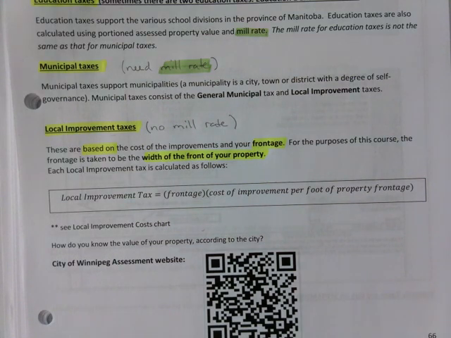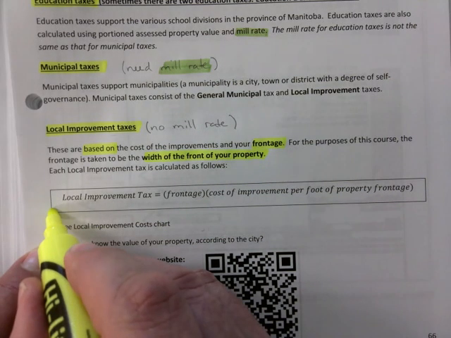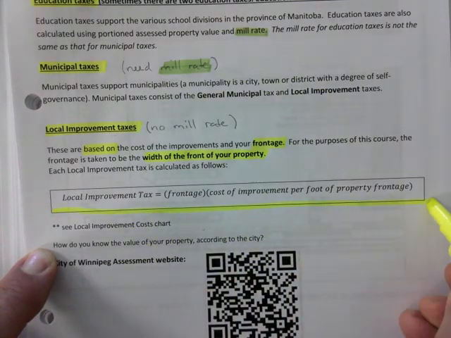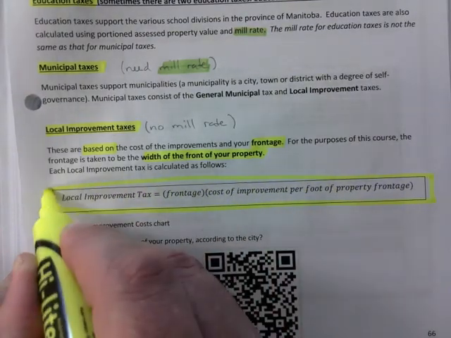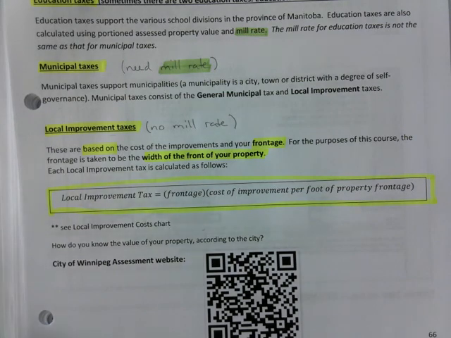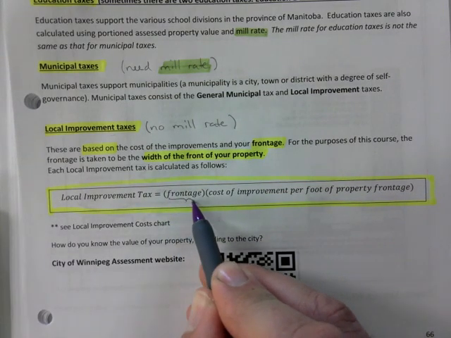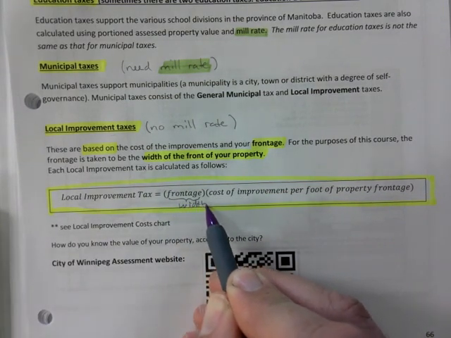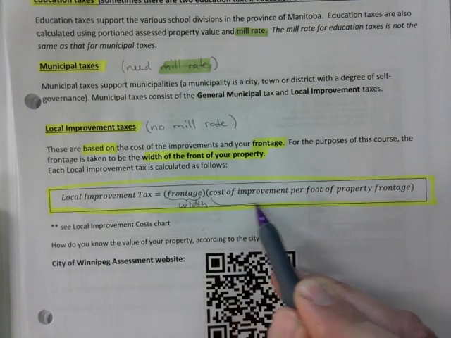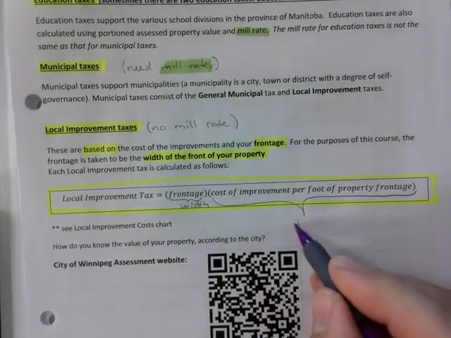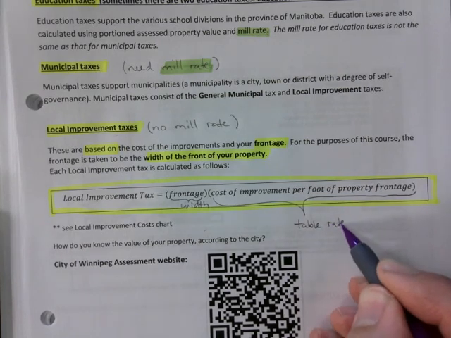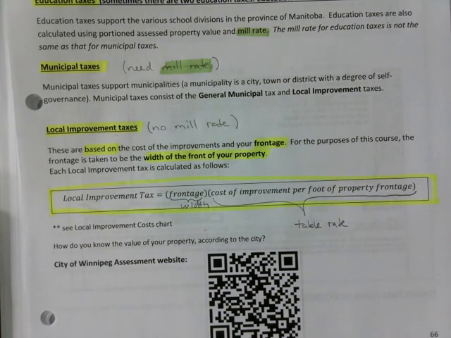Each local improvement tax is calculated as follows. This should probably be on your study sheet. So there's your width, right? The width. And you're going to get this from a table. Get your pink chart real quick. We're going to just look at that so you know where to get it. It's at the back of the handout.